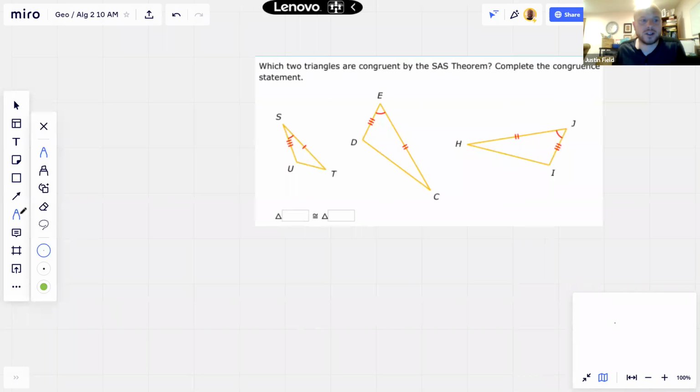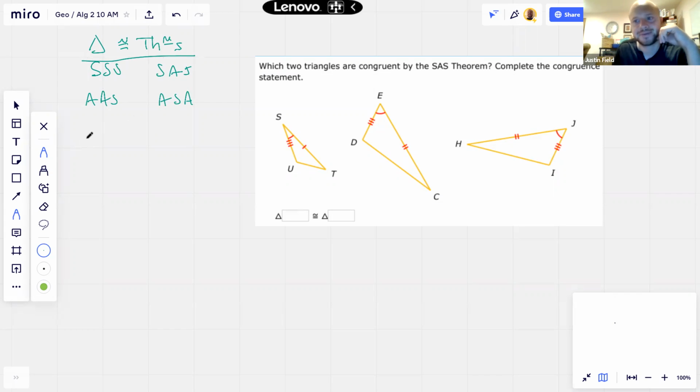So the shortcuts are side, side, side. These are called triangle congruence theorems. Combinations of 3. So if we know all 3 sides, then we know the triangles are congruent. Also side, angle, side. Also angle, angle, side. Angle, side, angle.